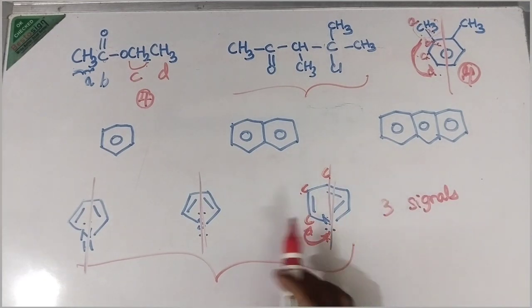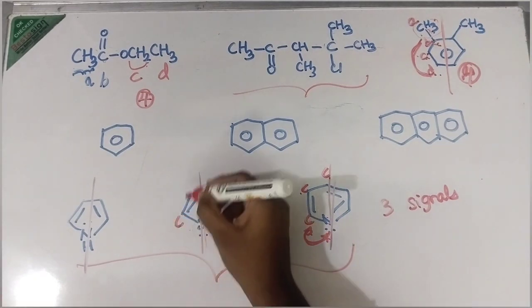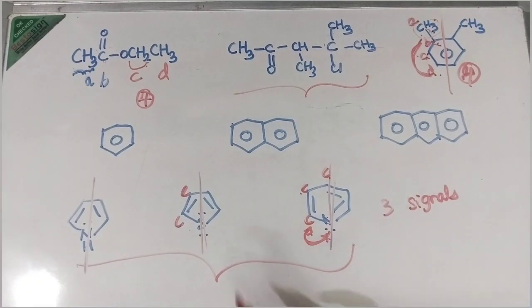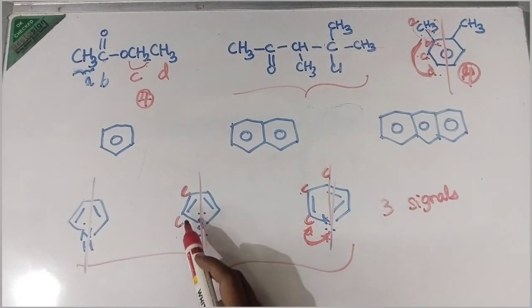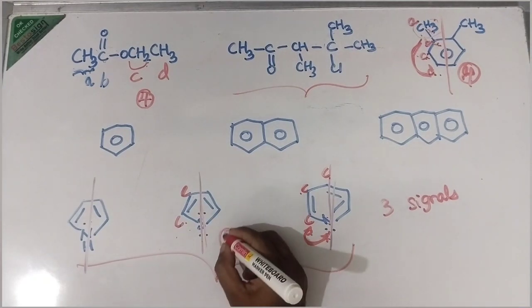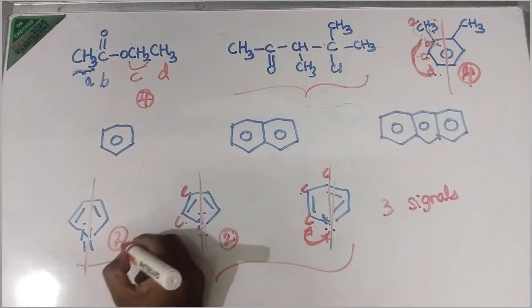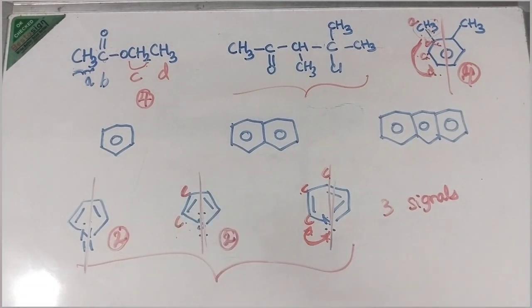Similarly in this case also, see here, this is a carbon and this is also carbon. This carbon is attached to the sulfur, whereas this carbon is attached to the carbon that is attached to the sulfur. Here you will get 2 signals. Similarly here also you will get 2 signals, right? This is how you have to solve these questions.